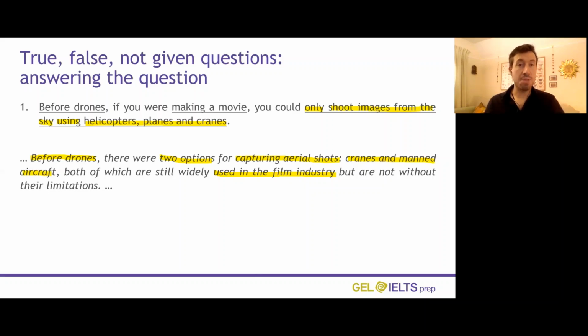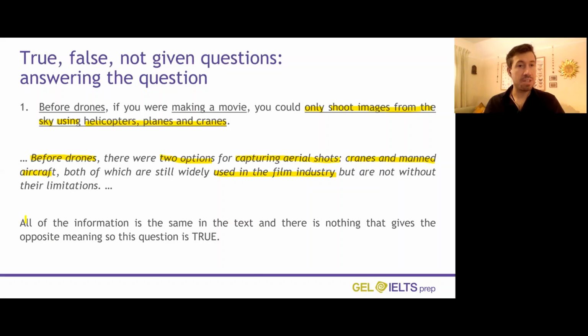So this would be true. So as we see here, all the information is the same in the text. There's nothing that gives the opposite meaning. So this question is true. And that is how you would answer it. First, you'd highlight the keywords, then you'd look in the text and see if all of that information is contained in there.